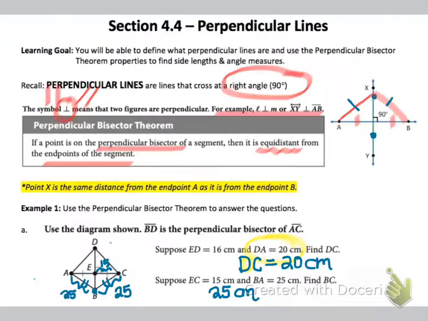Now remember in the last lesson we talked about converses, and we said sometimes theorems have converses that are true. Well, let's think about the perpendicular bisector theorem. It said, if a point is on the perpendicular bisector of a segment, then it is equidistant from the endpoints of a segment. So the converse of that statement might say something like this. If a point is on a segment and is equidistant from the endpoints of the segment, then it is on the perpendicular bisector.